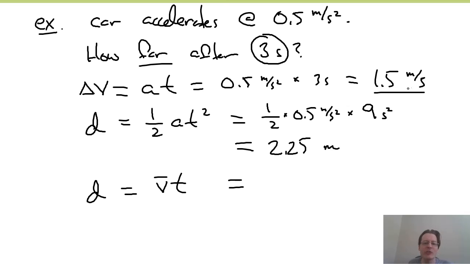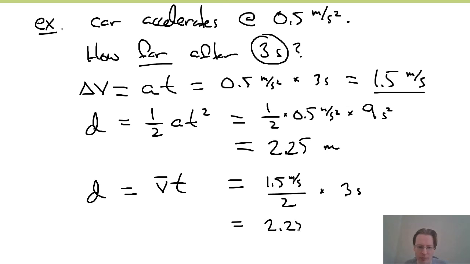The peak speed that it has at the end is 1.5. The average velocity is a half of that. So I'd have to take 1.5 meters per second, that's the speed at the end. On average, its speed is half of that much, and multiply it by 3 seconds. That's 1.5 over 2, that's 0.75, multiplied by 3. Guess what? Of course, it's the same amount. That also gives you 2.25 meters.